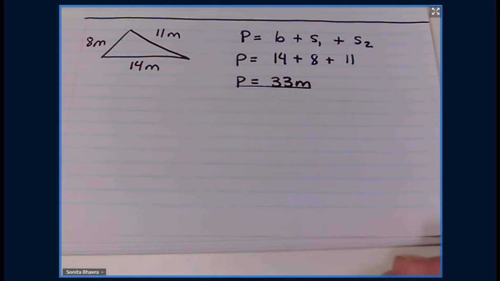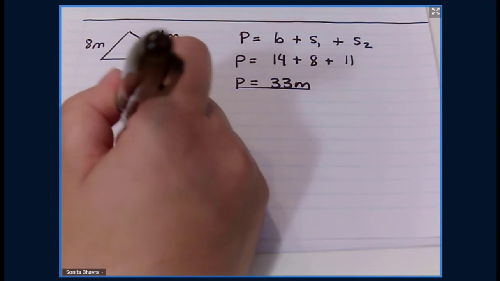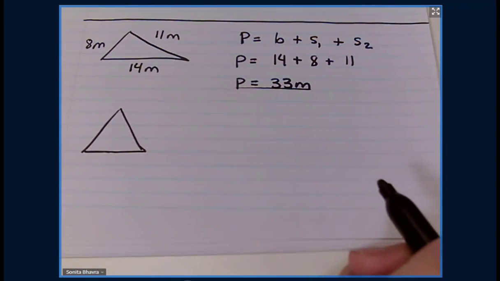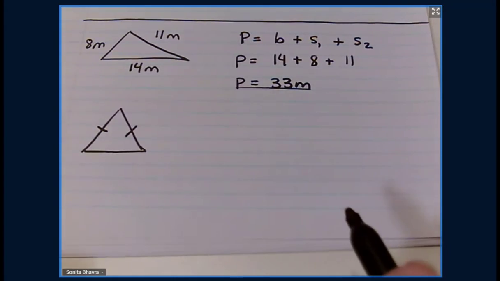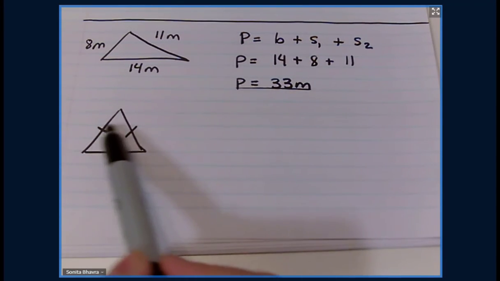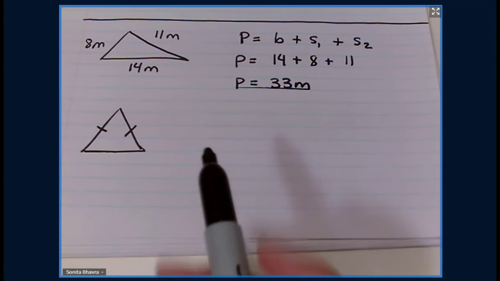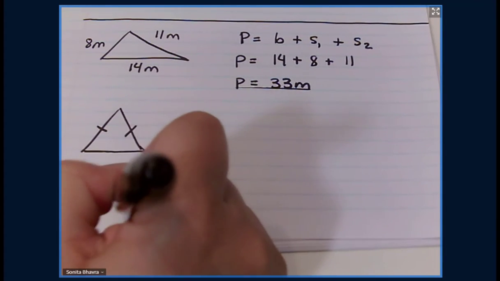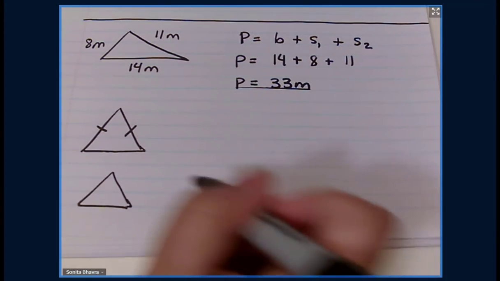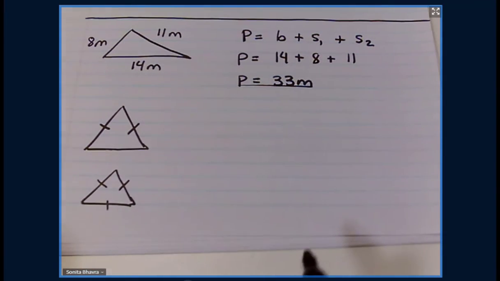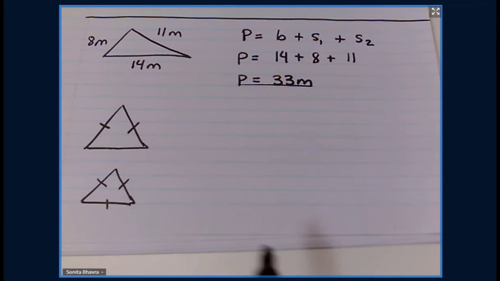One other thing I wanted to mention was if you have an isosceles triangle that looks like this, you'll usually see it like this, representing these 2 sides have the same measurement. And if you have an equilateral triangle, that means all 3 sides are the same. So 1, 2, 3, like that. That means all 3 have the same measurement.